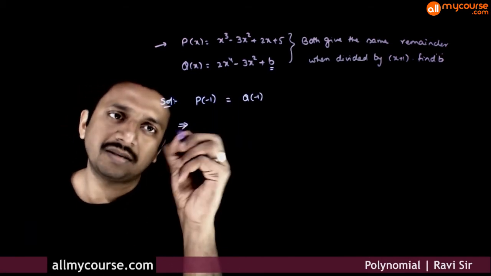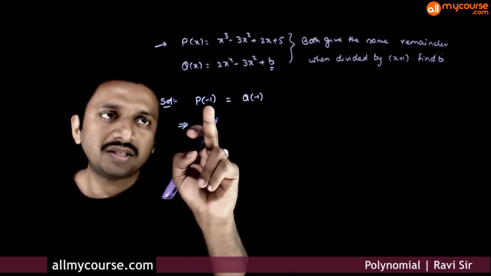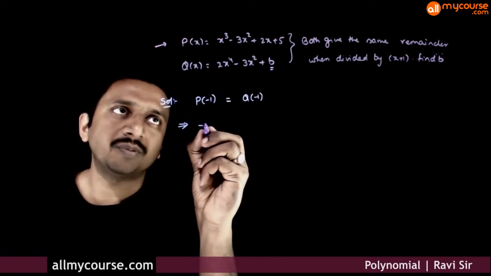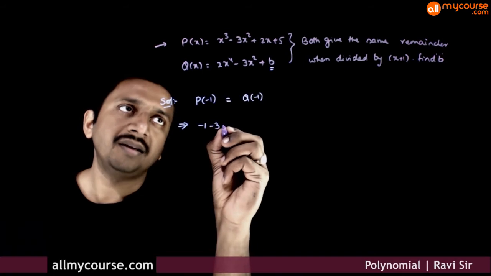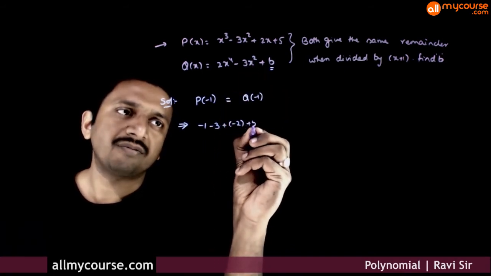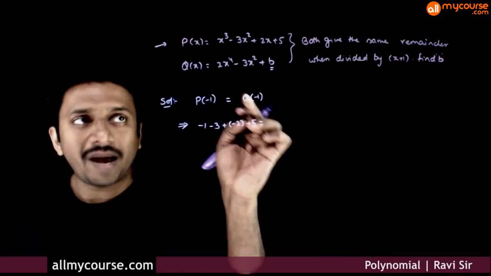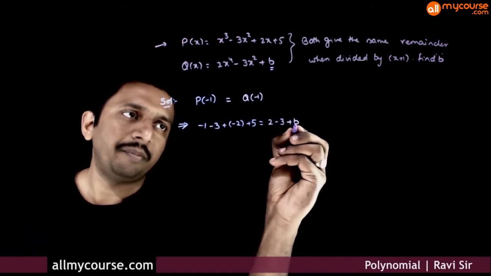So this implies p of x is this. What is p of minus 1? You just need to put minus 1 in the place of x. So minus 1 whole cube is minus 1, minus 3 times 1 is minus 3, plus 2 times minus 1 is minus 2, plus 5. Here also you just need to put minus 1 in the place of x. So you get 2 minus 3 plus b.